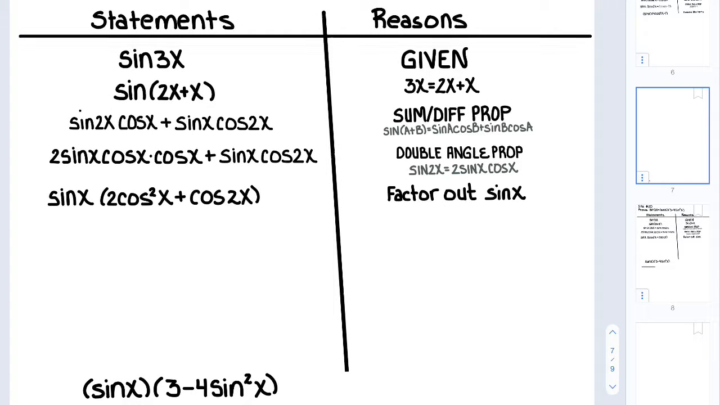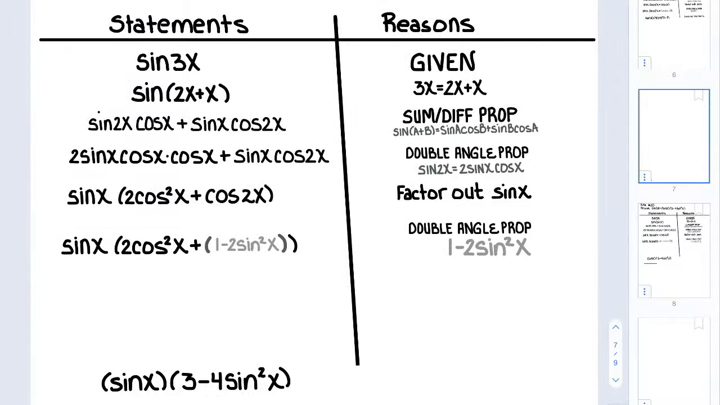Factoring out a sine of x from the term before and after the plus sign, I get this. Now, I'm going to get back to what I might want to replace the cosine of 2x with. Noticing that all the terms in the final statement have sine of x, I want to choose the double angle formula for cosine of 2x that contains nothing but sine. I chose to replace the cosine of 2x with 1 minus 2 sine squared of x.